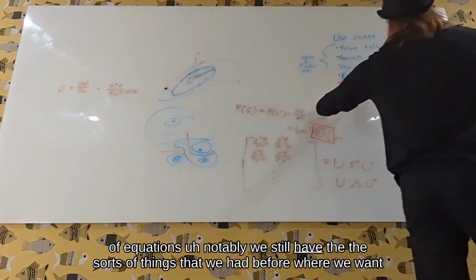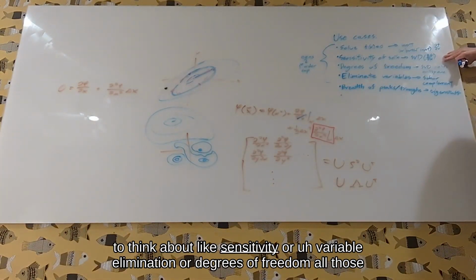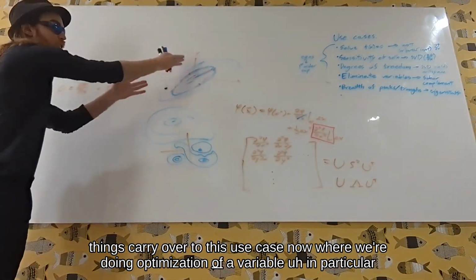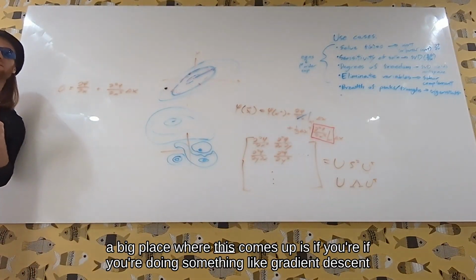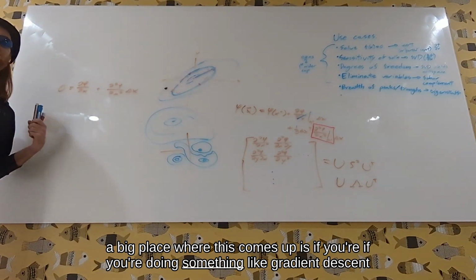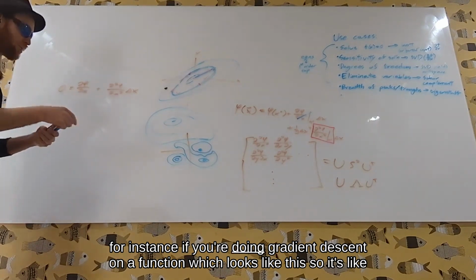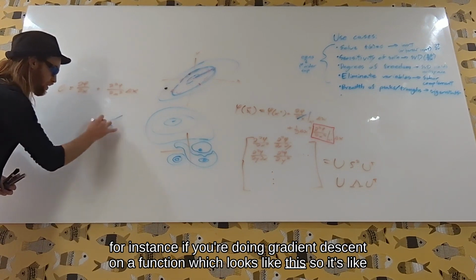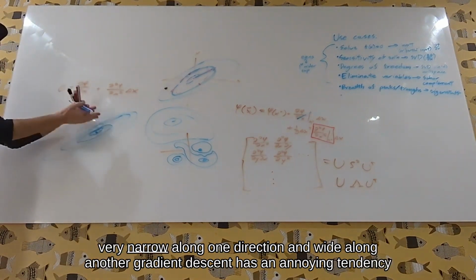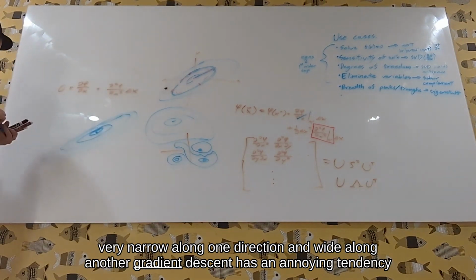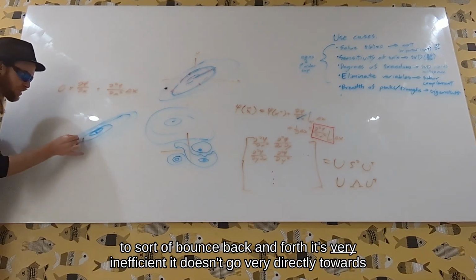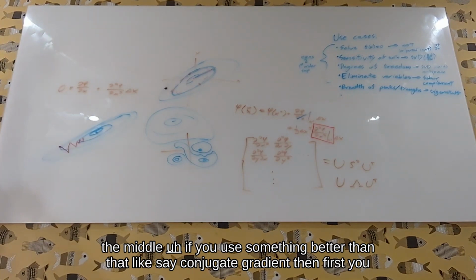Notably, we still have the sorts of things that we had before, where we want to think about sensitivity or variable elimination or degrees of freedom. All those things carry over to this use case now, where we're doing optimization of a variable. In particular, a big place where this comes up is if you're doing something like gradient descent. If you're doing gradient descent on a function which is very narrow along one direction and wide along another, gradient descent has an annoying tendency to bounce back and forth. It's very inefficient.